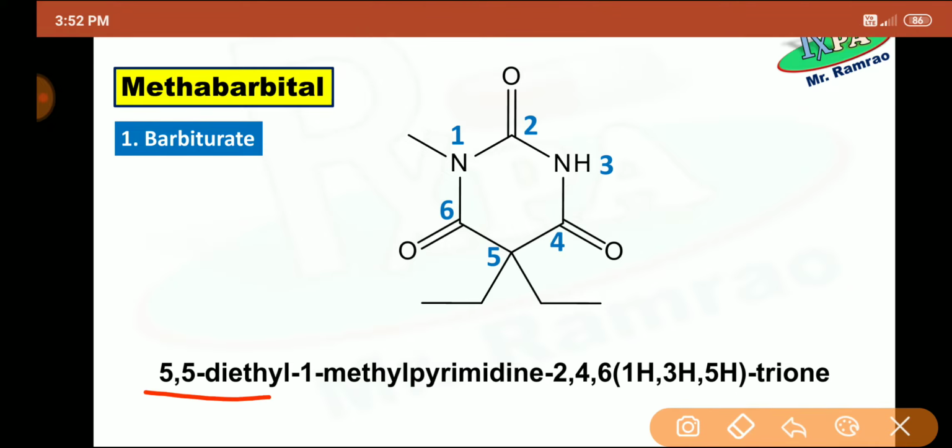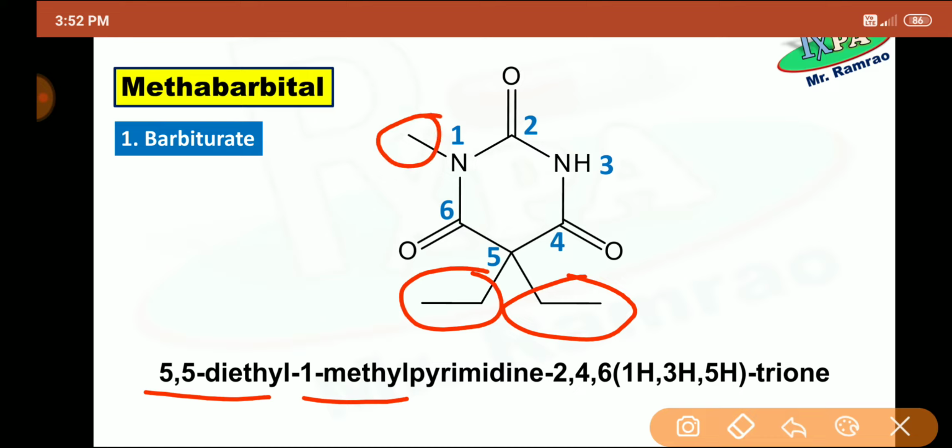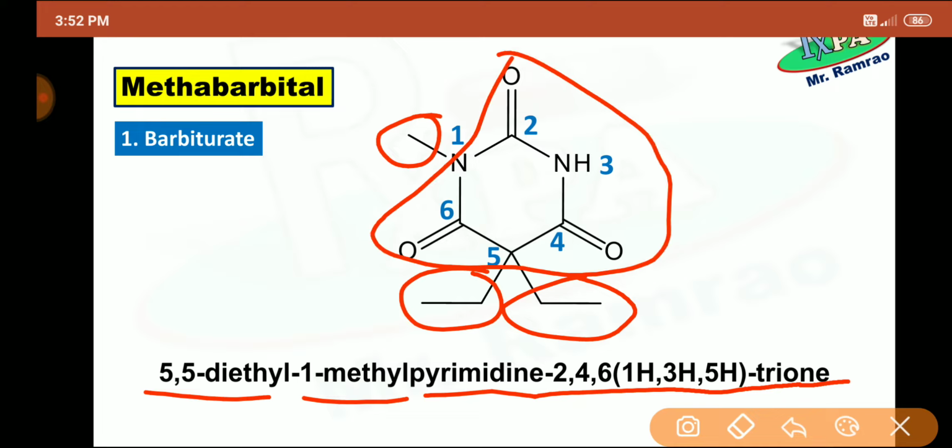5,5-diethyl, because on the fifth position you can see two ethyl groups are there, therefore 5,5-diethyl. One methyl is present on the first position. Then pyrimidine 2,4,6 (1H, 3H, 5H) trione. This is the barbituric acid structure. So all the barbituric acid derivatives end up with this name, pyrimidine 2,4,6 (1H, 3H, 5H) trione.